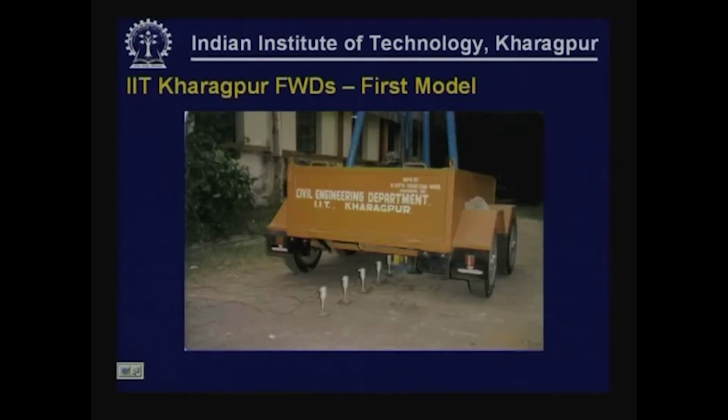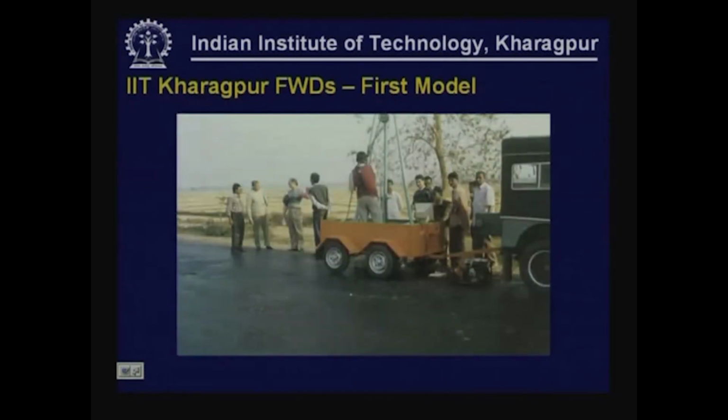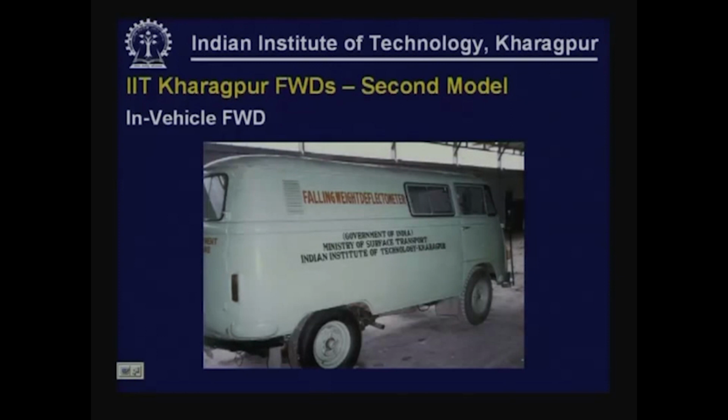We can also see the geophones placed behind the trailer to measure the deflections. This is a photograph showing the pavement evaluation of National Highway 6 using the trailer mounted falling weight deflectometer. This is an in-vehicle falling weight deflectometer developed for the Ministry of Surface Transport under a research scheme R81.